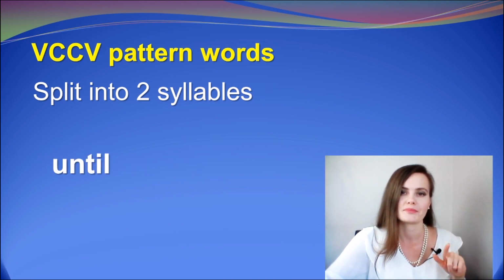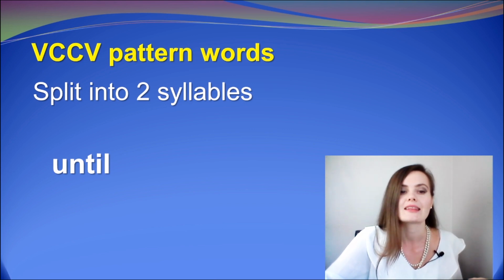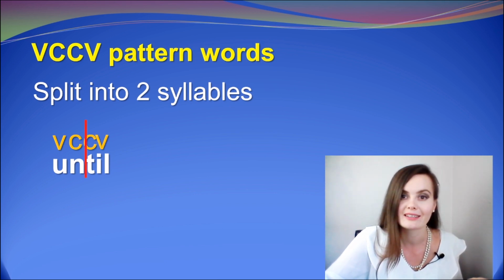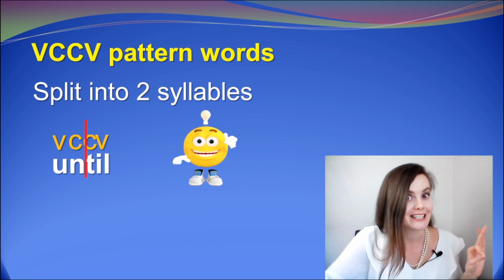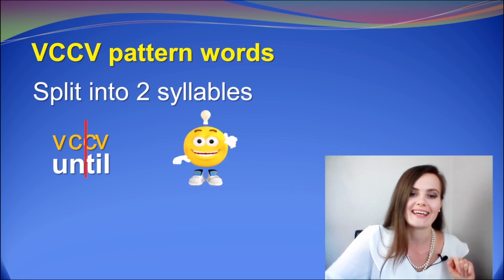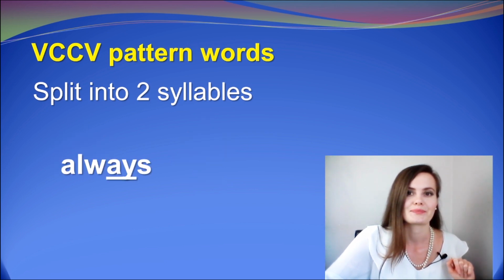Next word. You split it. Where is the first vowel? You are right. This is the letter U. Consonant, consonant, vowel. Split. We get until. Until.